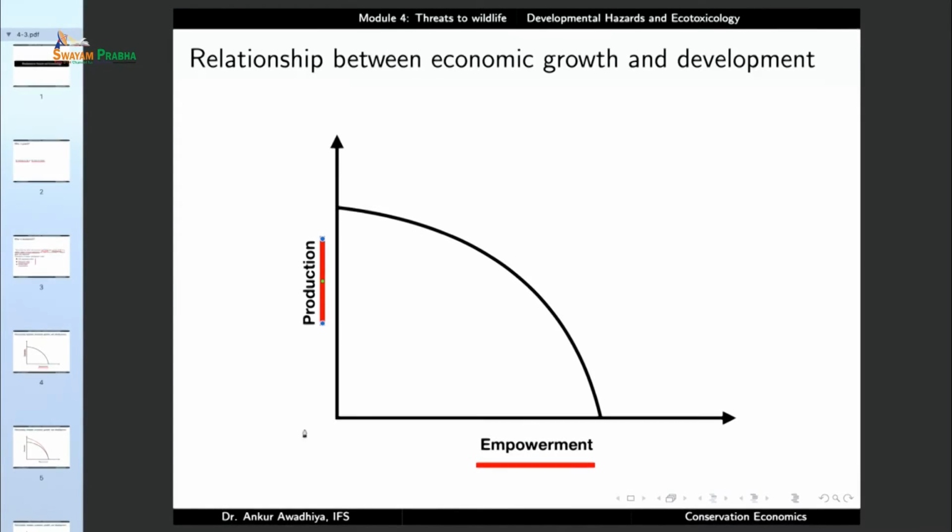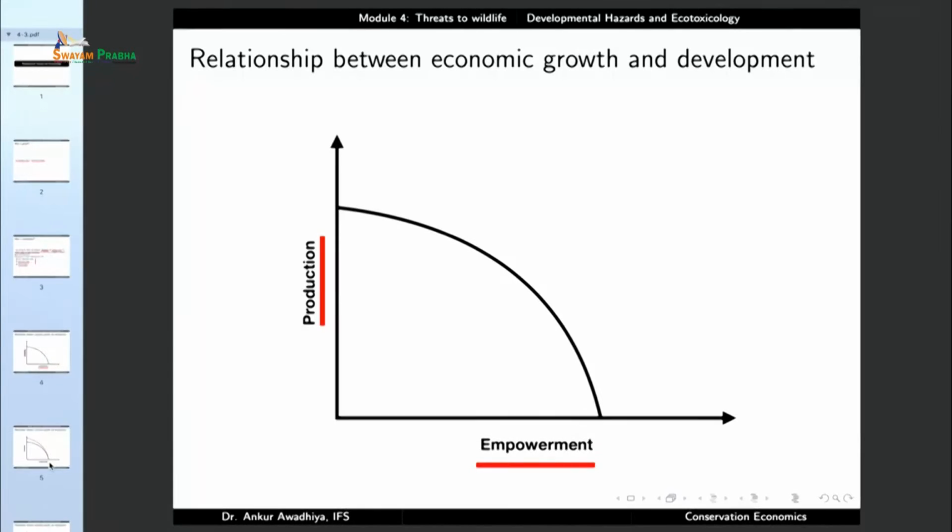Now, a curve such as this represents the production possibility frontier. It shows us that there is a trade-off that needs to be made between production and empowerment, and different societies may choose different things. In a number of cases, it might be difficult to have an excess of both of these at the same time. It is possible, it is what we are aiming at, but at times there has to be a choice that needs to be made.